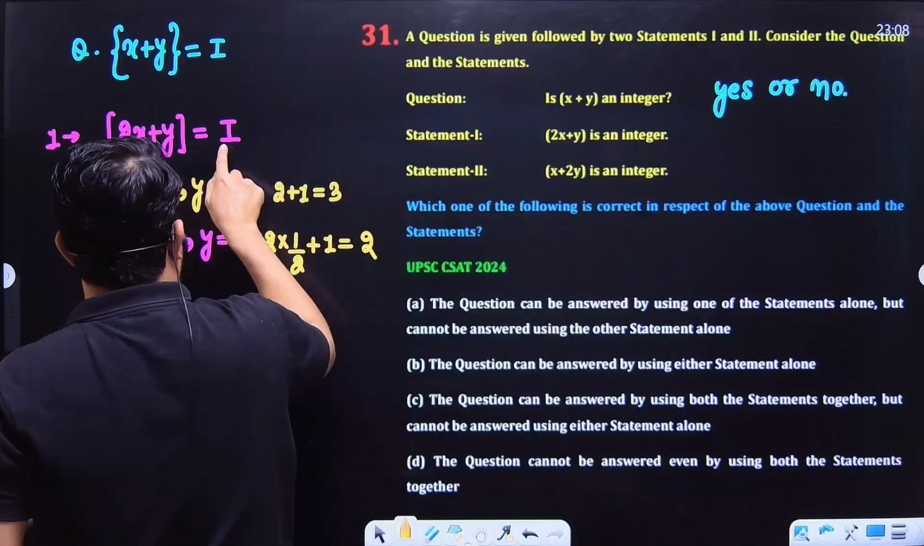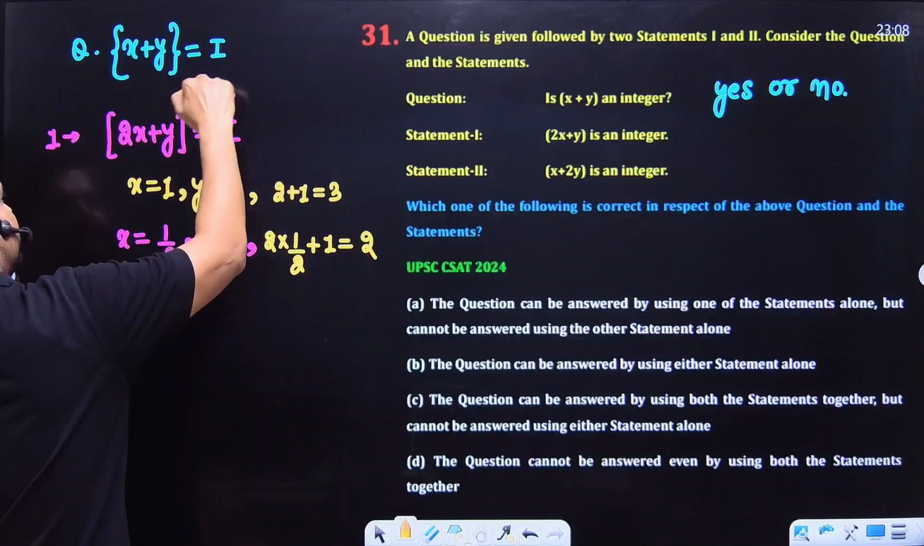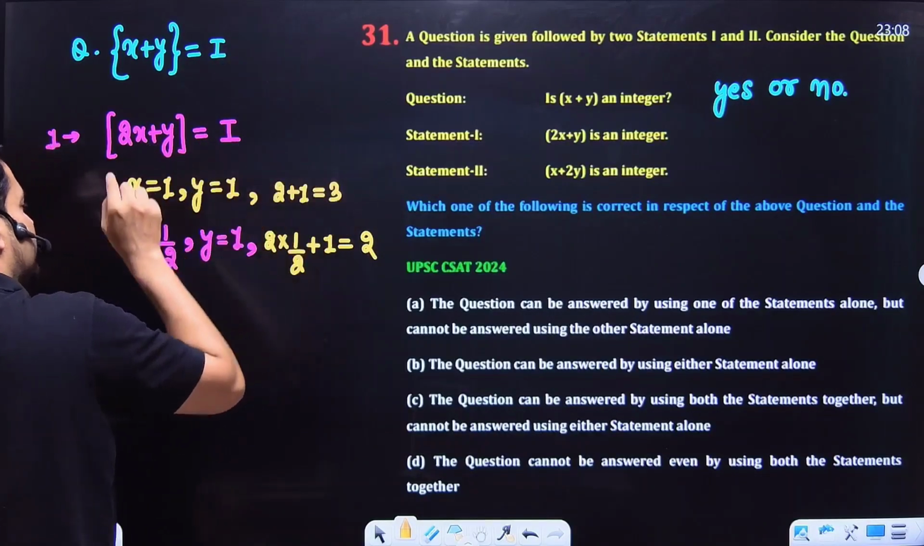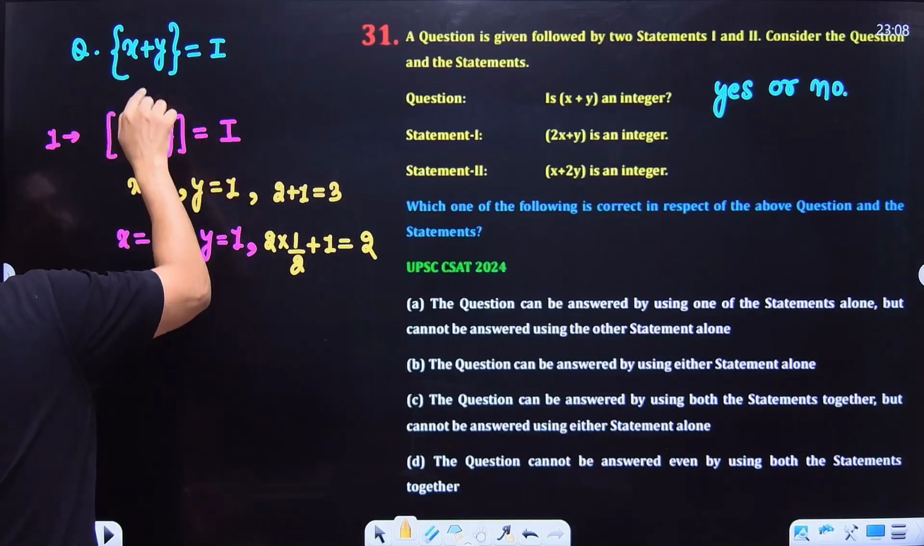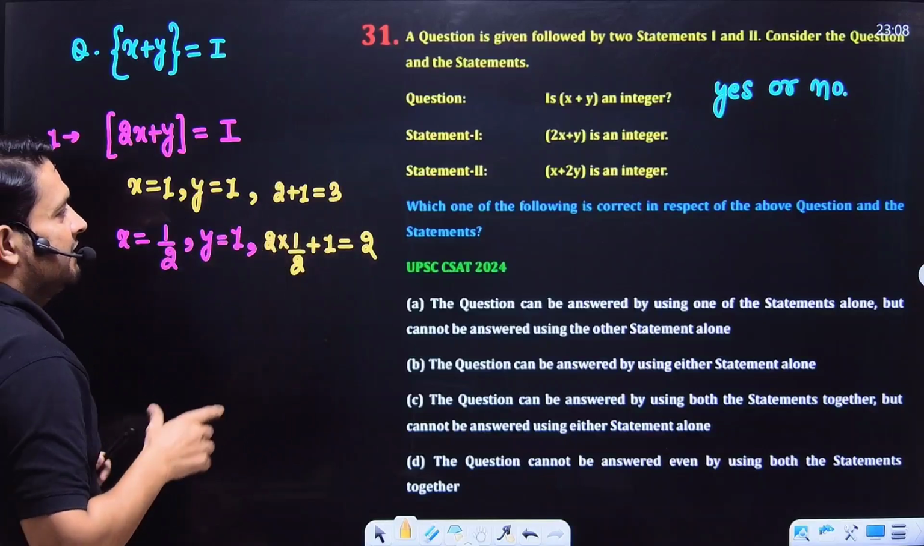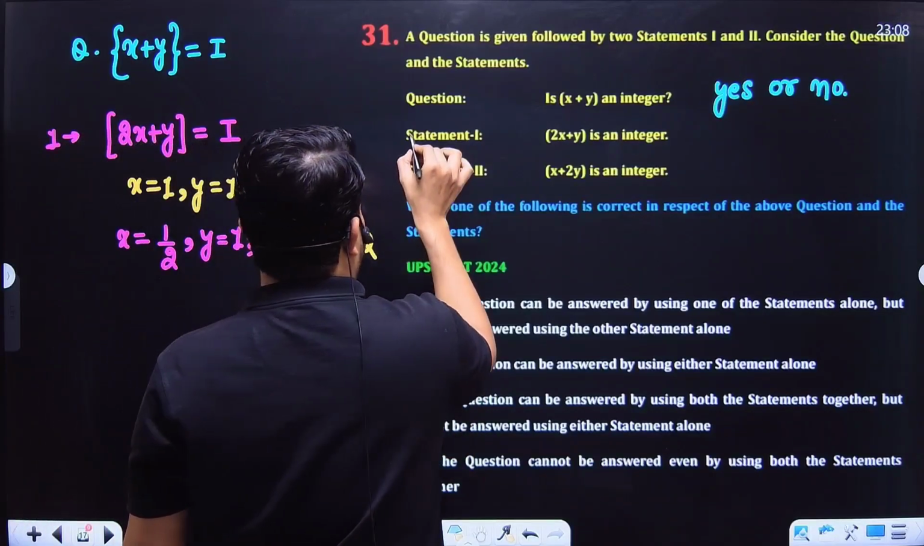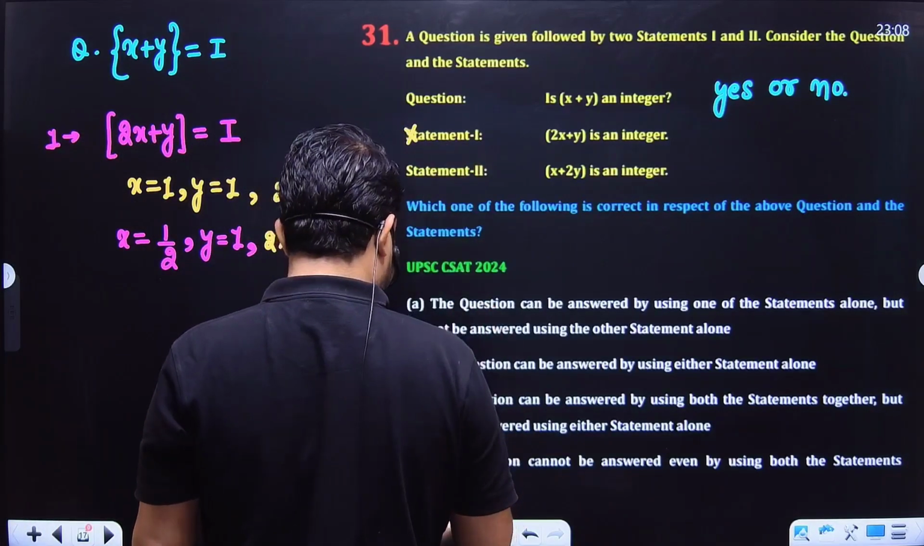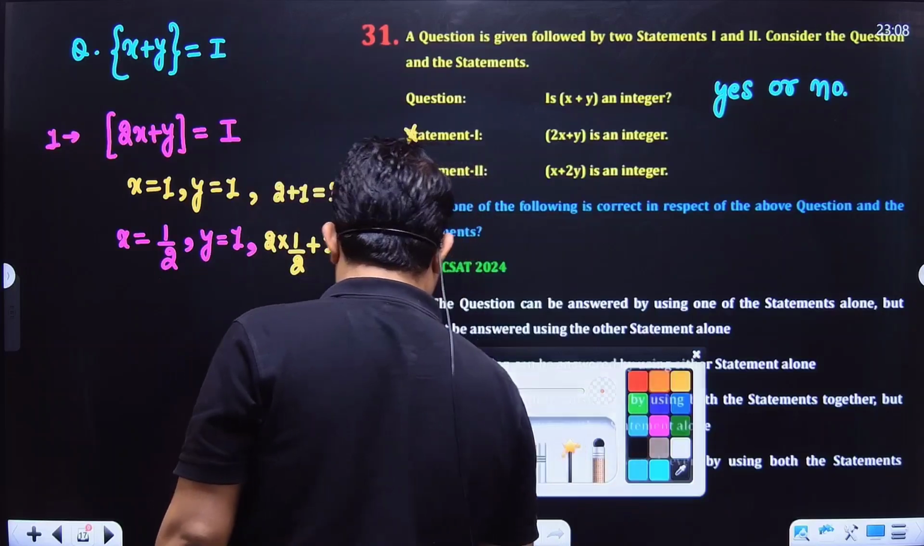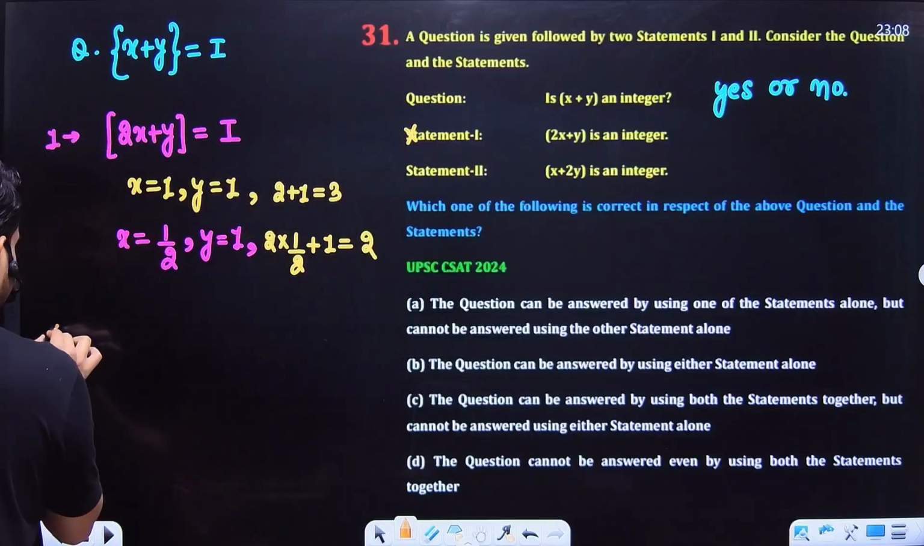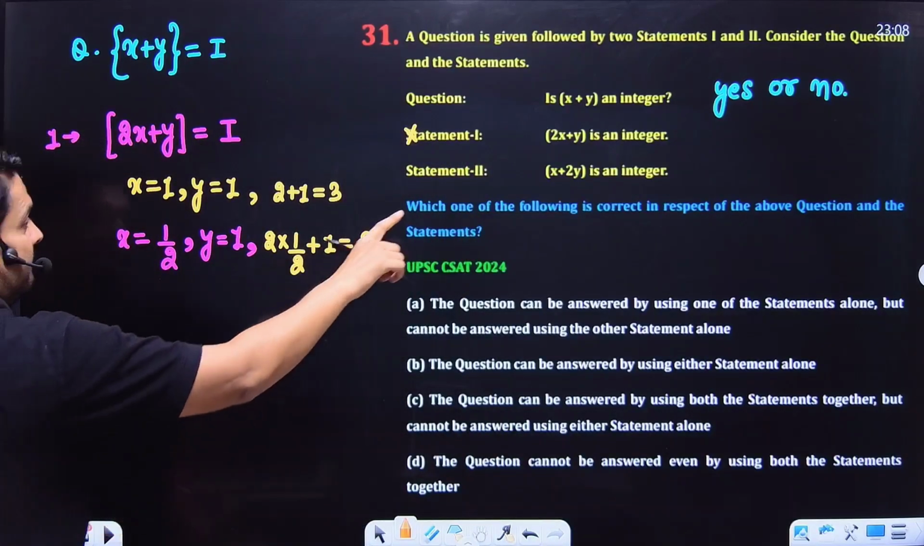The same statement is giving me the answer yes by putting these values, and the same statement is giving me the answer no by putting these values. Then statement first fails. This statement is failed.